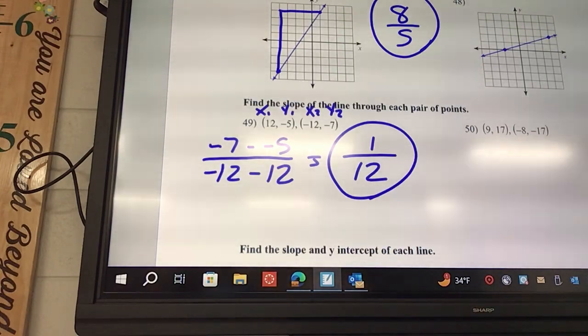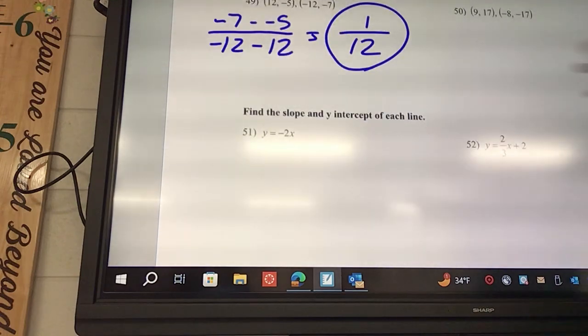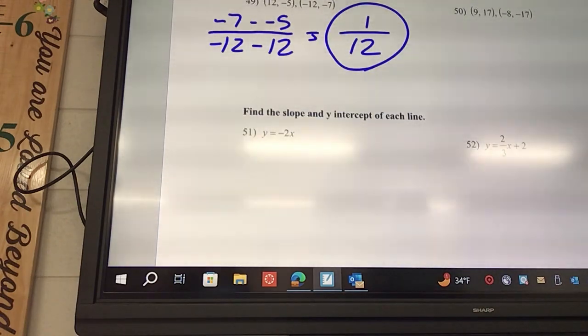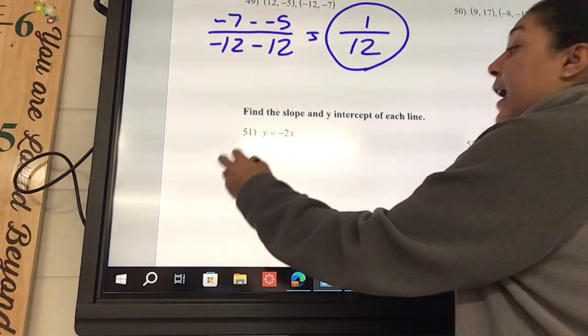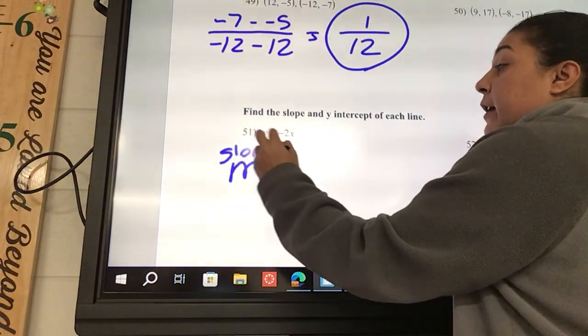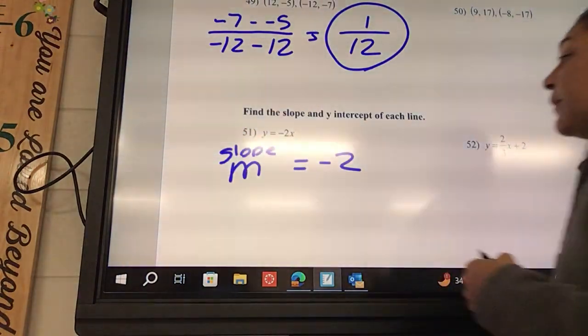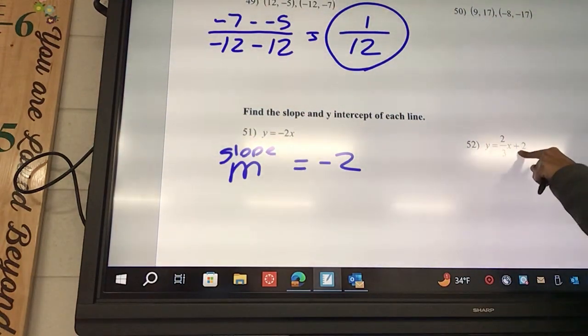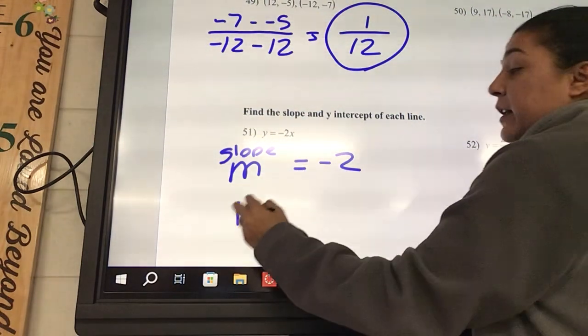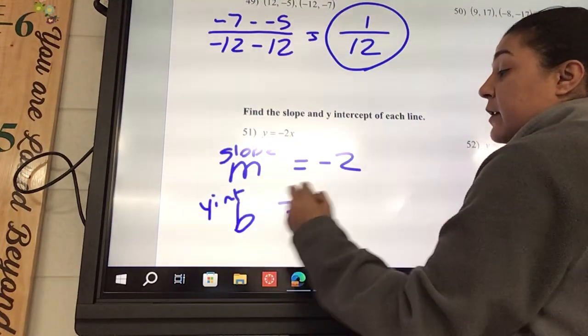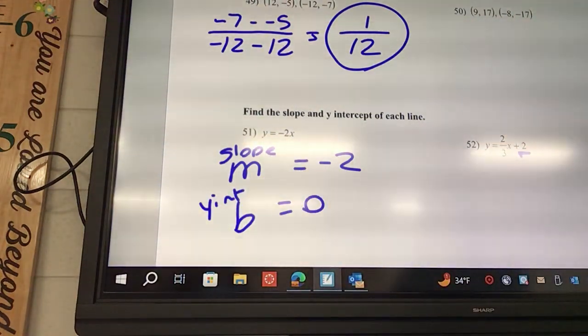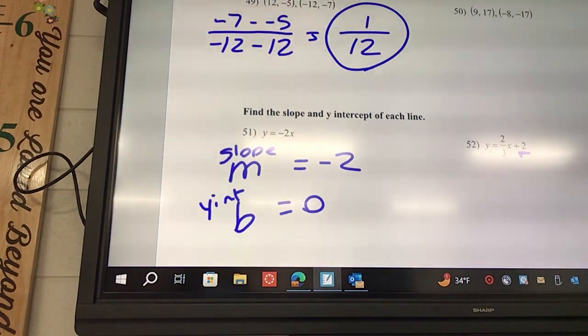We're going to do 2 more. These ones are fast. These go in the form y equals mx plus b. The m is whatever is by the x. So what number is right next to the x? -2. So my m, or my slope, is going to be -2. There is no b on this one, which means that the b, or the y-intercept, is 0. Because there's not one there, it's a 0.